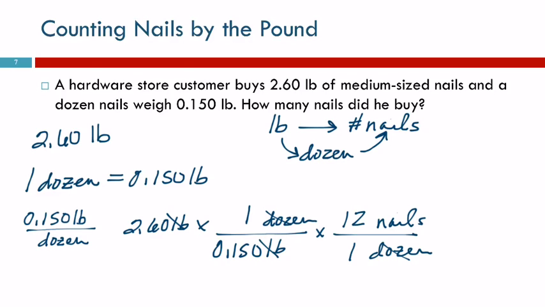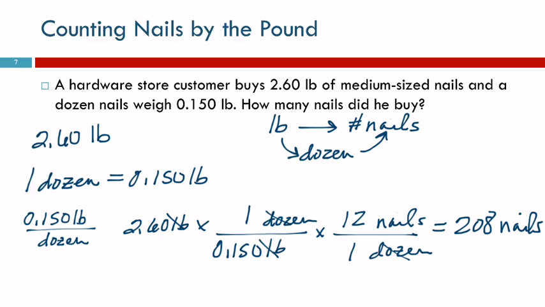Now we get out our trusty calculators. 2.6 divided by 0.15 times 12 is 208 nails. So the customer purchased 208 nails. Any questions? Does that make sense?